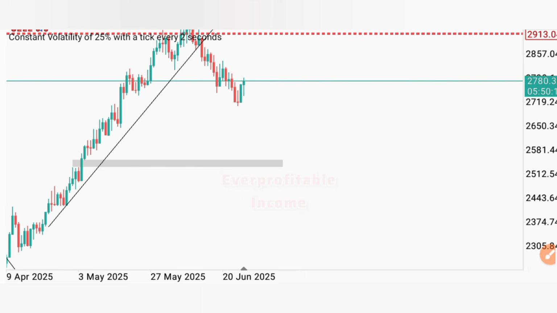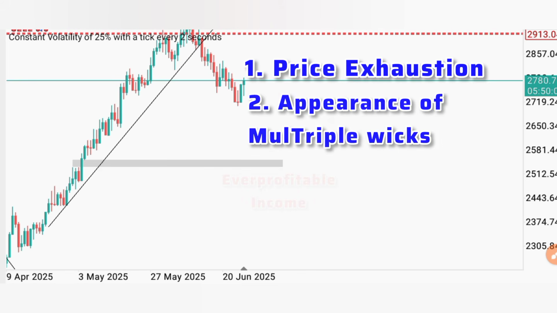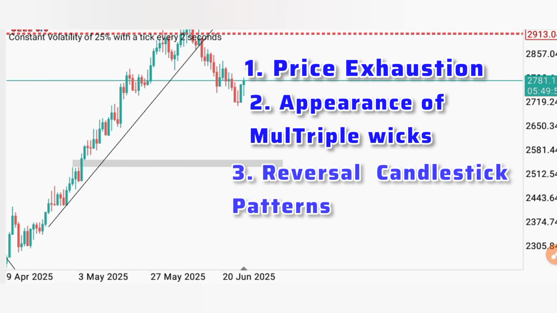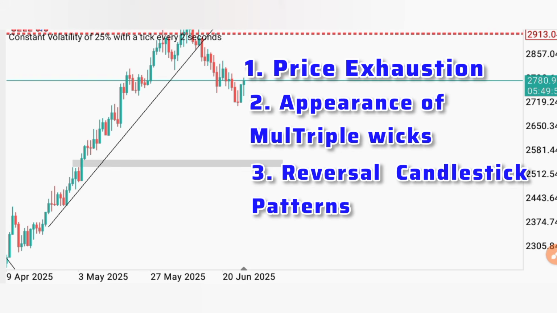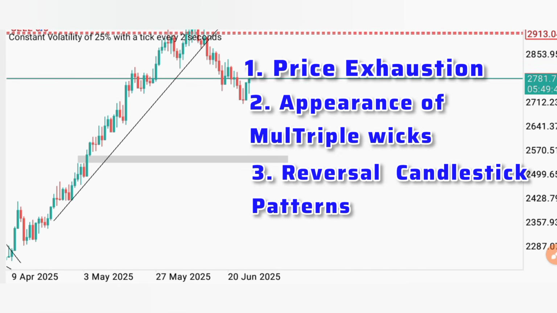Okay, so let me recap. For you to spot reversal before they occur, firstly, you watch out for price exhaustion, that the momentum of the candlesticks is becoming low. Then next is to look out for the appearance of multiple wicks, and after that, you look out for the appearance of reversal candlestick patterns on your key levels like your resistance and support zones. And with that, you can spot reversal before it occurs.